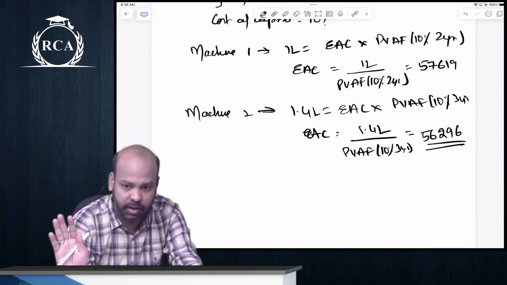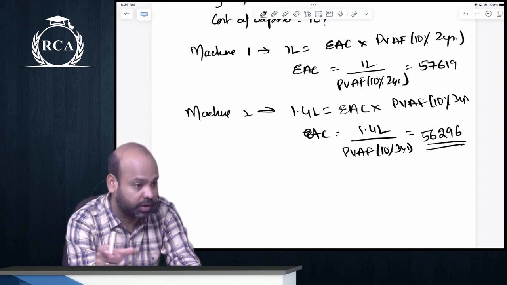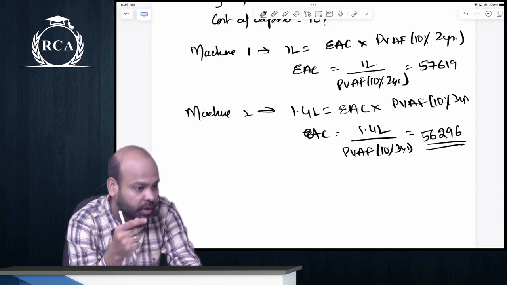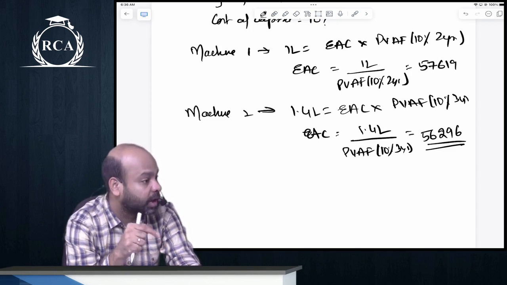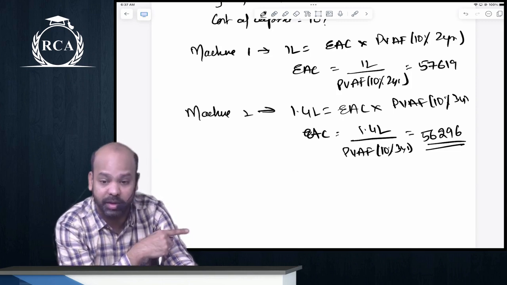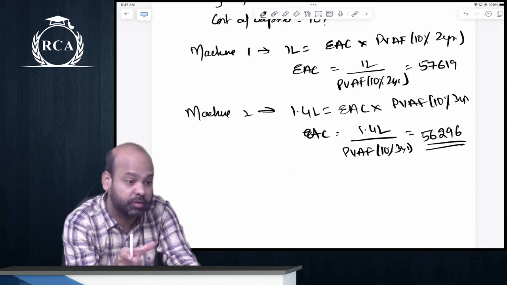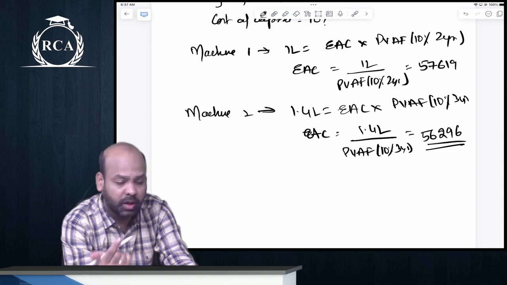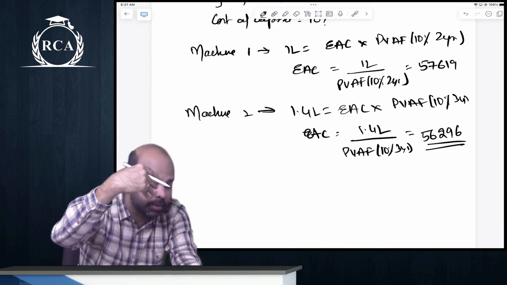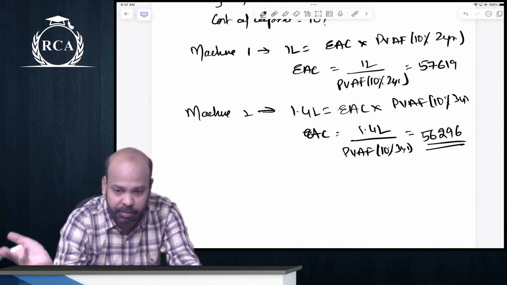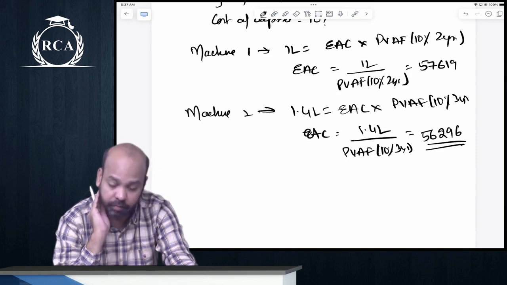Is it clear? One machine is giving me say 1 lakh units, the other machine is giving me 1.5 lakh units. I will divide the total cost by 1 lakh units and 1,50,000 units. Whatever EAC I get, that will give me the effective cost per annum of producing one unit. Then I can buy more machines of machine A and then compare. Are we clear, guys? Write it down.